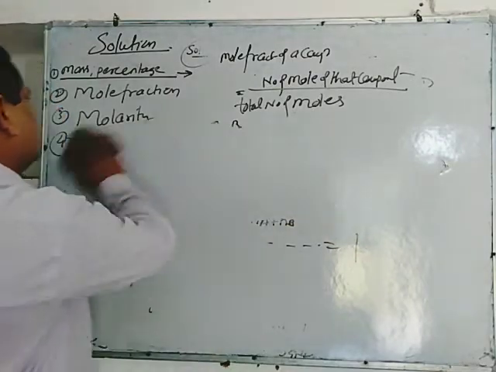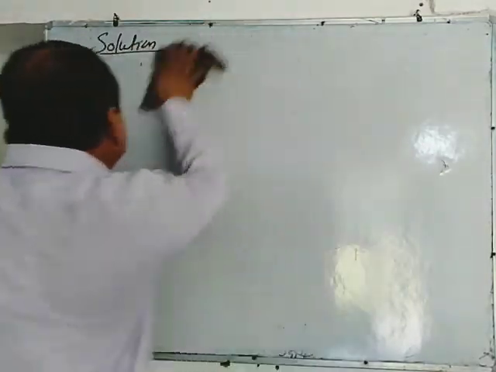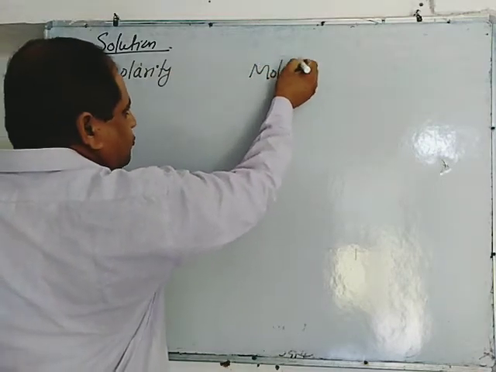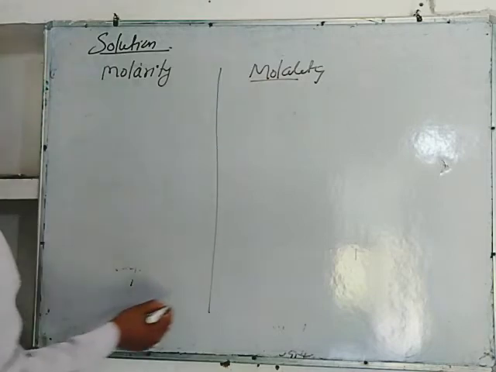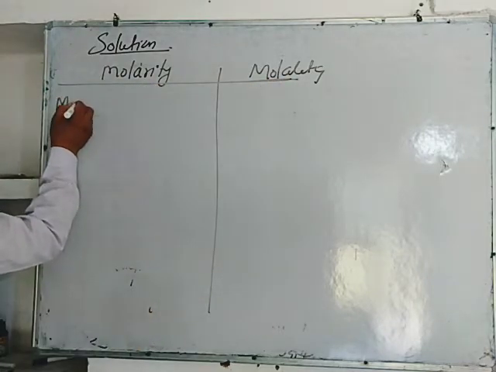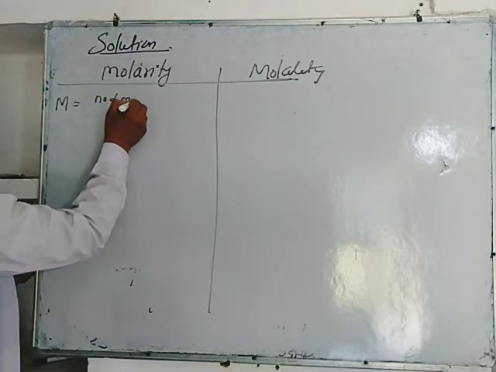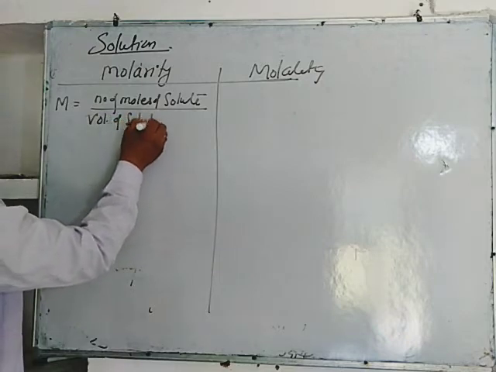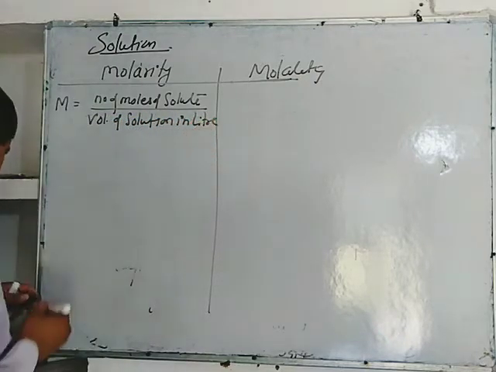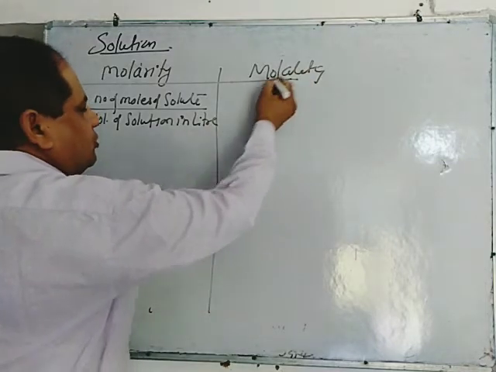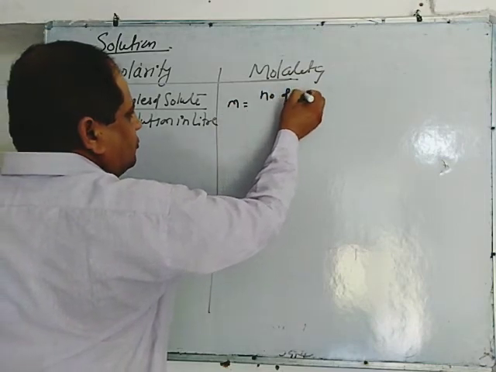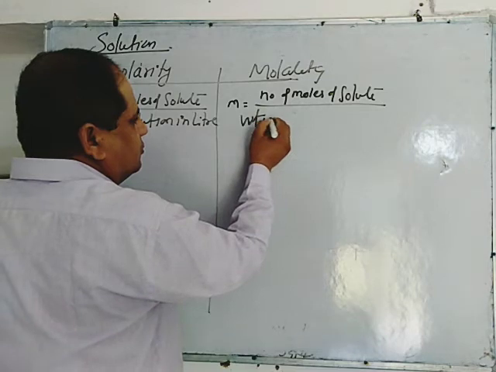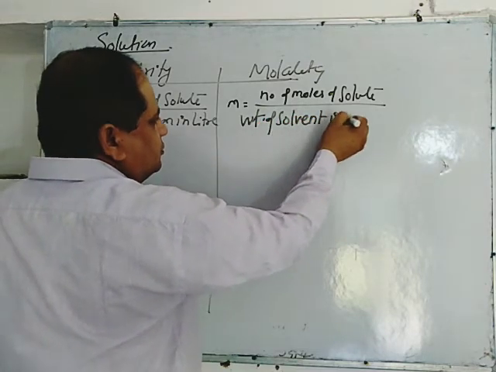Now come to molarity and molality. Molarity, capital M, equals number of moles of solute upon volume of solution in liter, whereas molality, small m, equals number of moles of solute upon weight of solvent in kg.